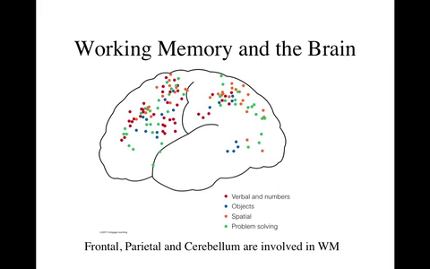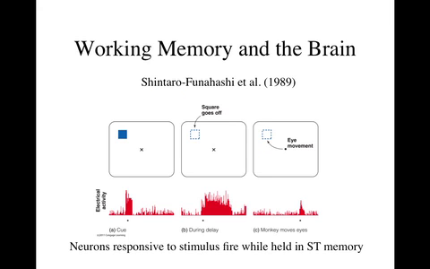So frontoparietal, also the cerebellum, which is a non-cortical structure, also is involved in working memory. As far as single cell recording, there are also some nice studies that show individual neurons whose response is modulated by memory. So in this task, a monkey would be looking at fixation here, and then a square would come on, and they would record from a specific neuron.